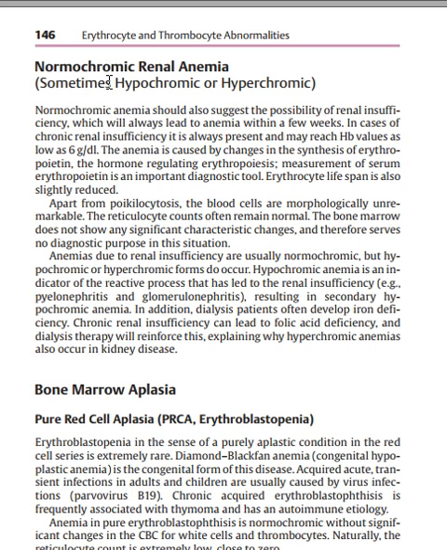So we continue with normochromic anemia, normochromic renal anemia. Now this is another form of anemia, a normochromic anemia, which is due to renal disorder. At times this anemia may be hypochromic or hyperchromic, but usually it is normochromic.